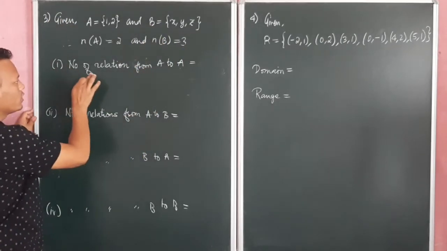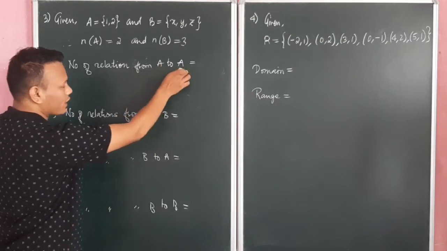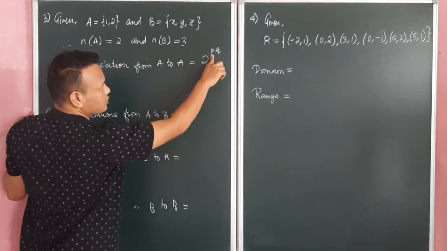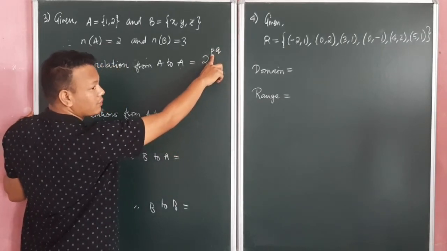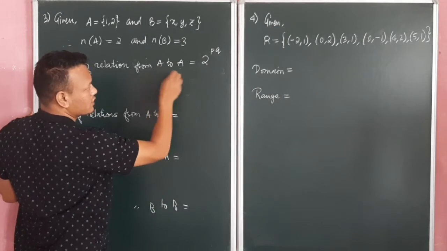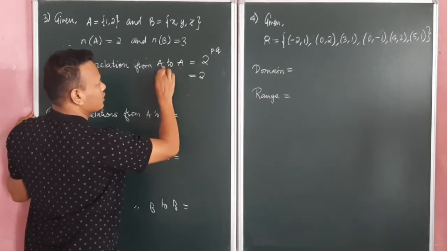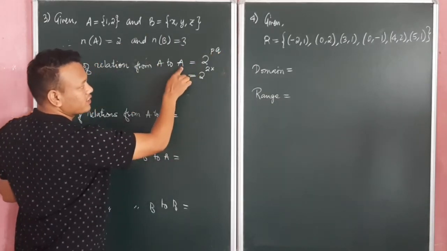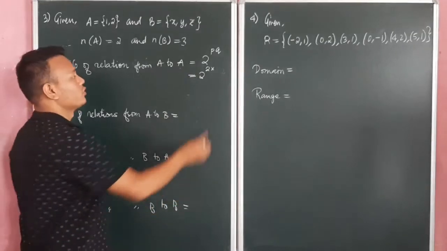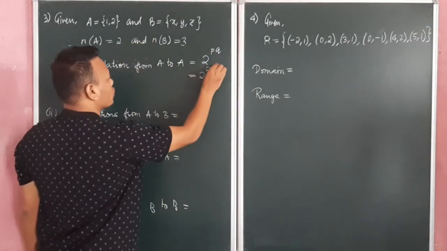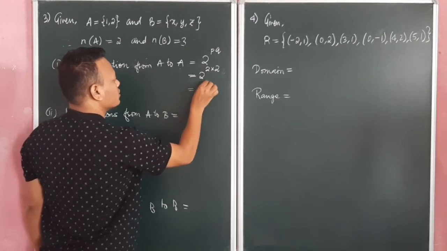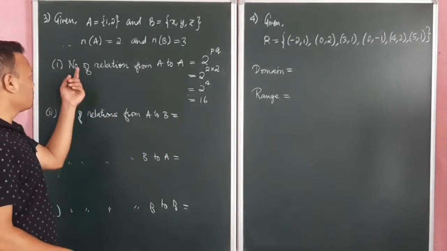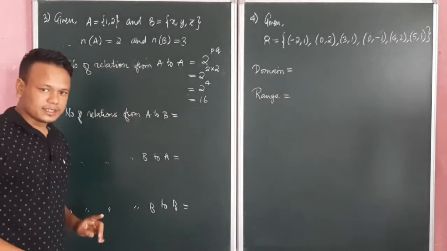Number of relations from A to A, the first part, will be given by the formula 2 to the power pq, where p stands for the number of elements in the first set. What is my first set? It is A, so p equals 2. Now what is the second set here? The second set is also A, so the value of q is also 2. So this is 2 to the power 4, and 2 to the power 4 is 16. That means the number of relations from A to A will be 16.